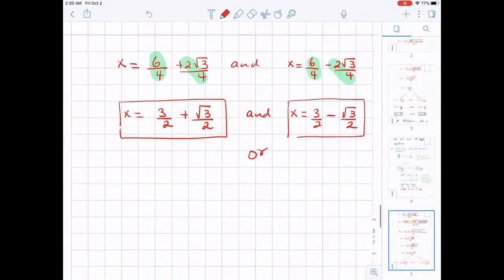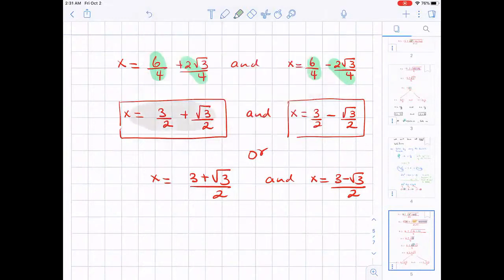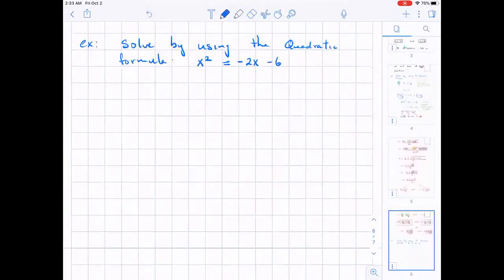Or you could have written it as x equals 3 plus radical 3, everything over 2, and x equal 3 minus radical 3, everything over 2. So either one of these here will be correct, okay? So you could write your answer either this way or this way. And then you could write it with a negative this way or this way here. So it's a matter of choice. Okay. So let's look at another example.